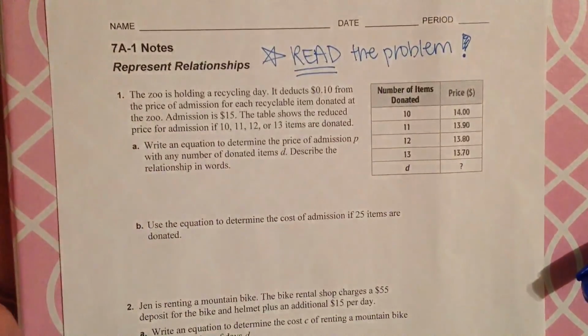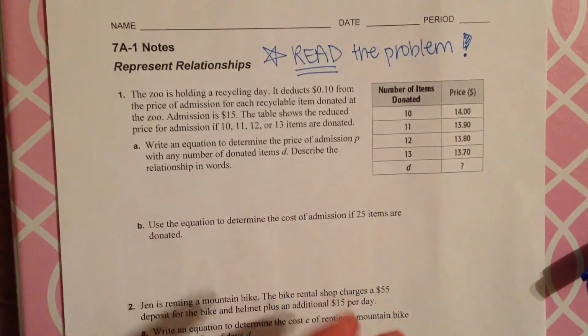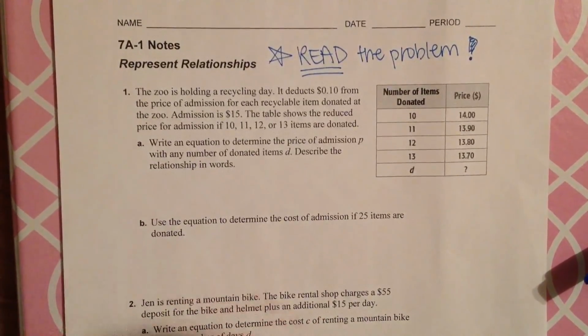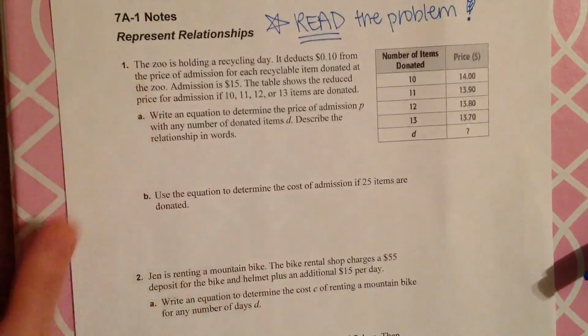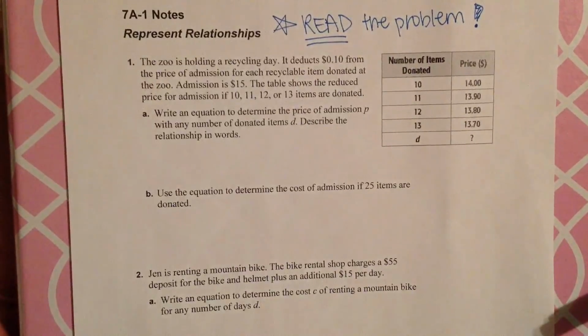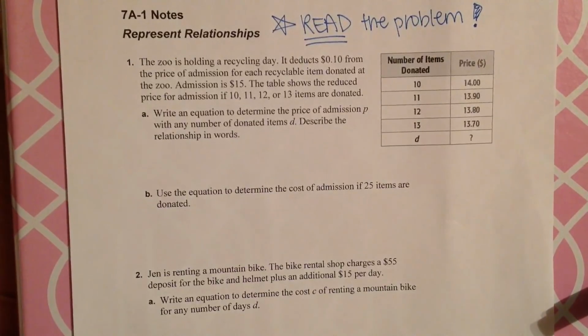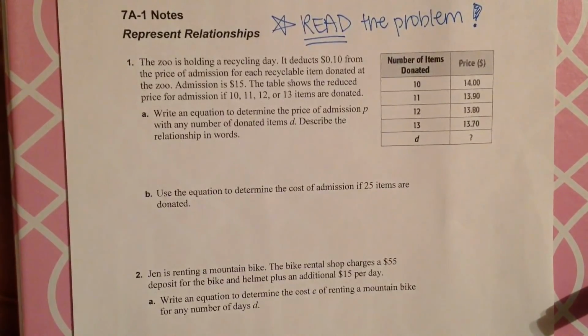And this becomes extremely important, especially when it says things like interpret this number or explain what this means in this context. Really all your answers are going to be stated in the problem for you. So just make sure you're reading it. If you look at number 1, it says, the zoo is holding a recycling day. It deducts 10 cents from the price of admission for each recyclable item donated at the zoo. Admission is $15. The table shows the reduced price for admission if 10, 11, 12, or 13 items are donated.